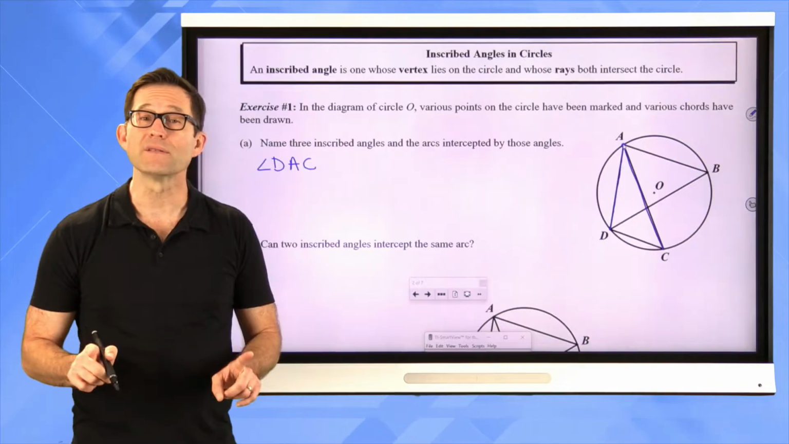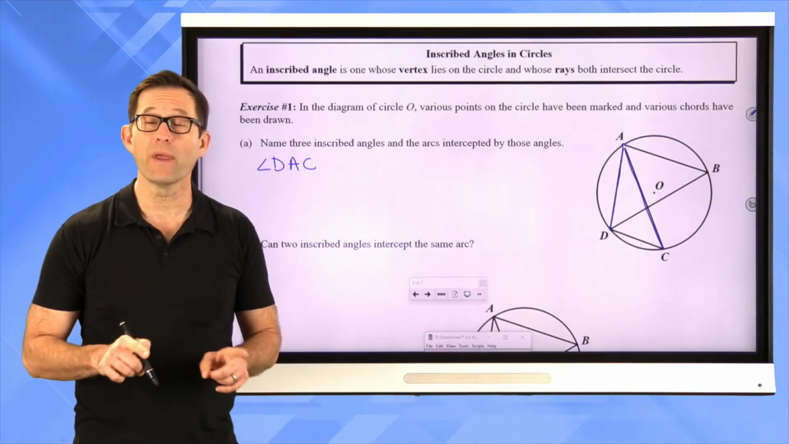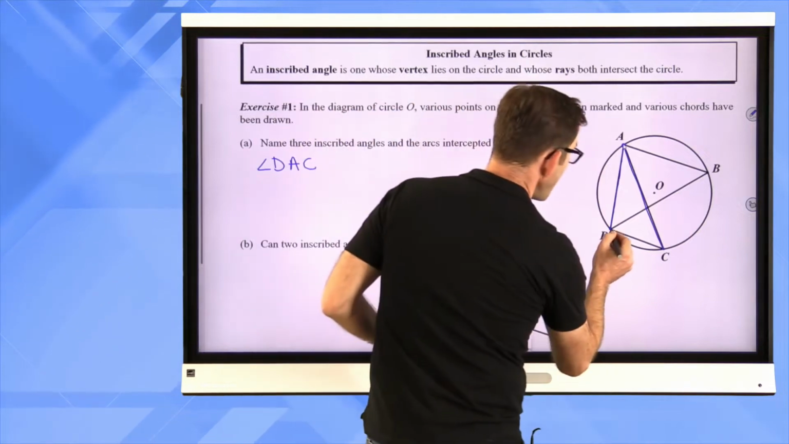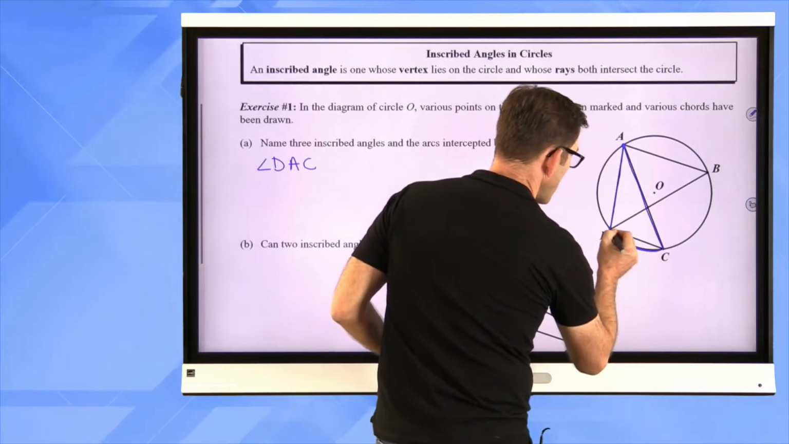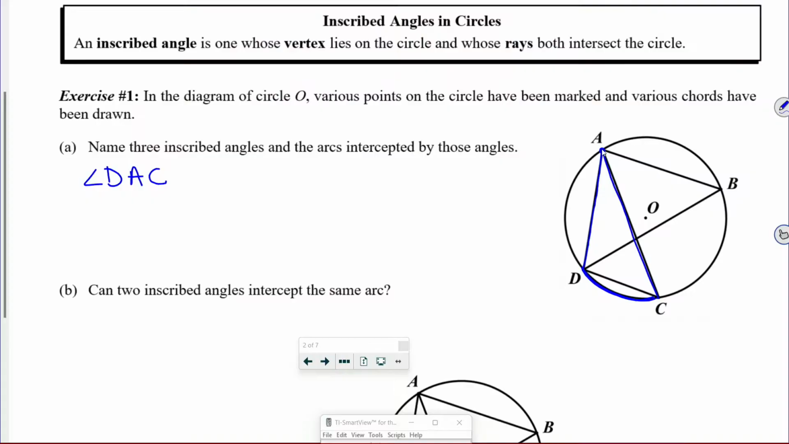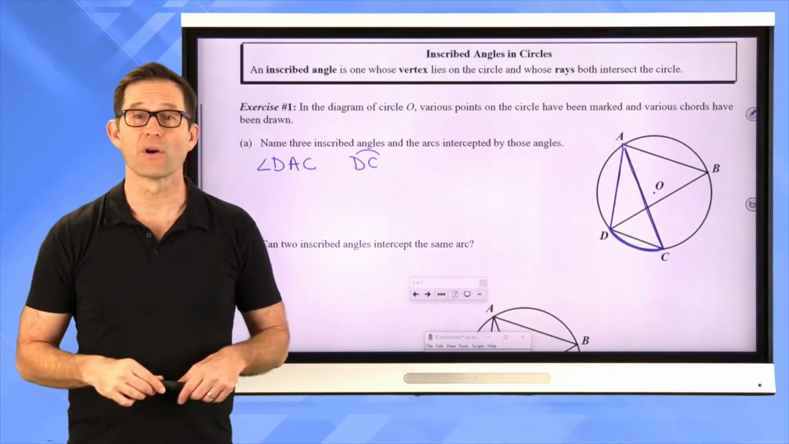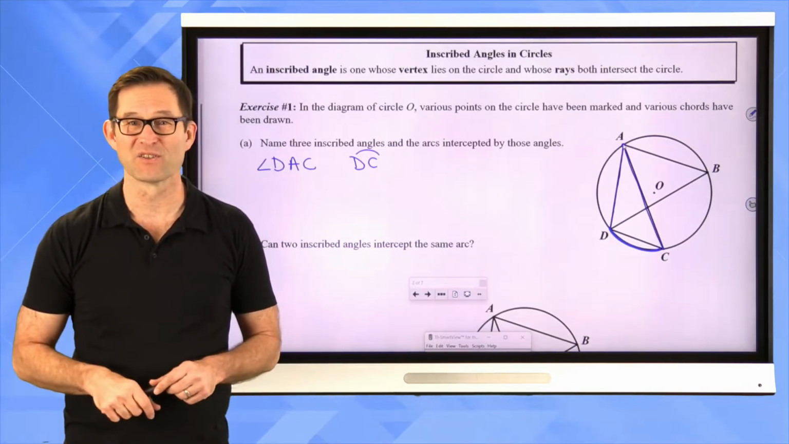Now, one of the most important things about inscribed angles are the arcs that they intercept. What that means is the arc that lies between where the two rays intersect the circle. So that is this particular arc, right? It intercepts arc DC. That is one of the inscribed angles of this circle.